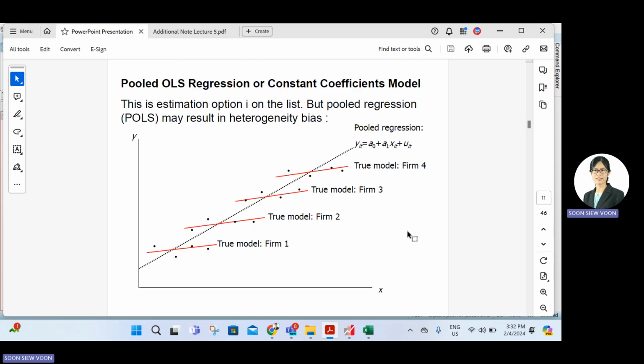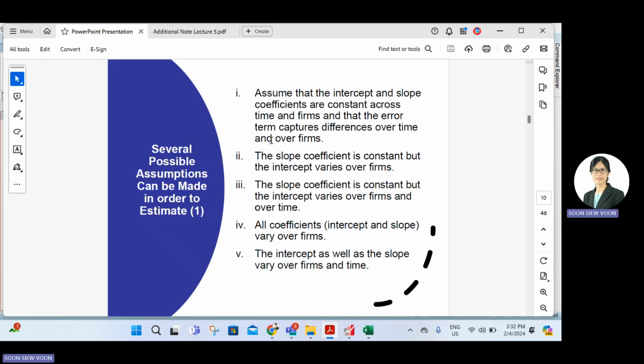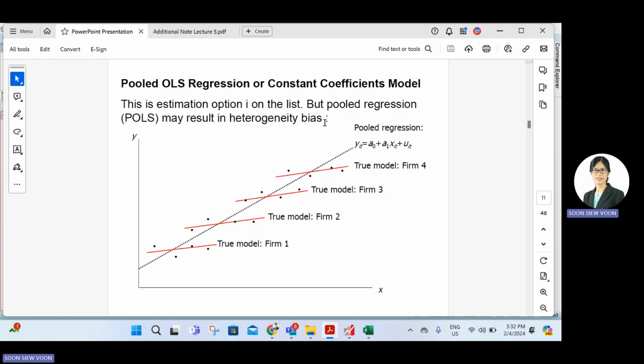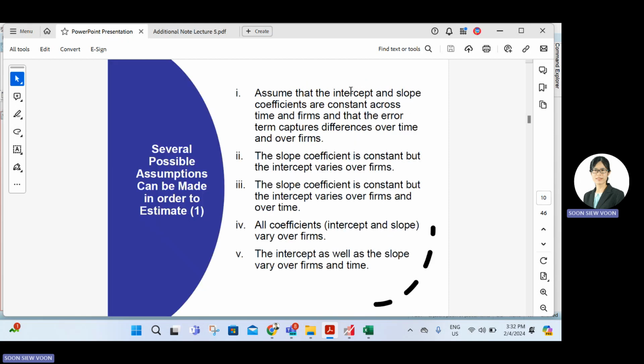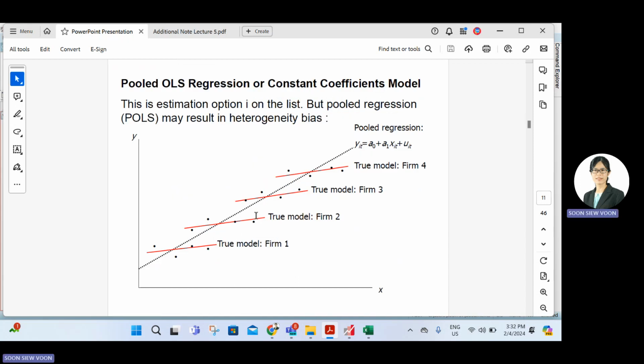So let's take a look at the graph representation. This is estimation option 1 on the list. Option 1, the intercept and the slope are constant, right? So the intercept and the slope are constant, so only one regression line. Actually this is a regression line, right? But the true model for firm number 1 is here. The true model for firm number 2 is here. Number 3 is here. Number 4 is here.